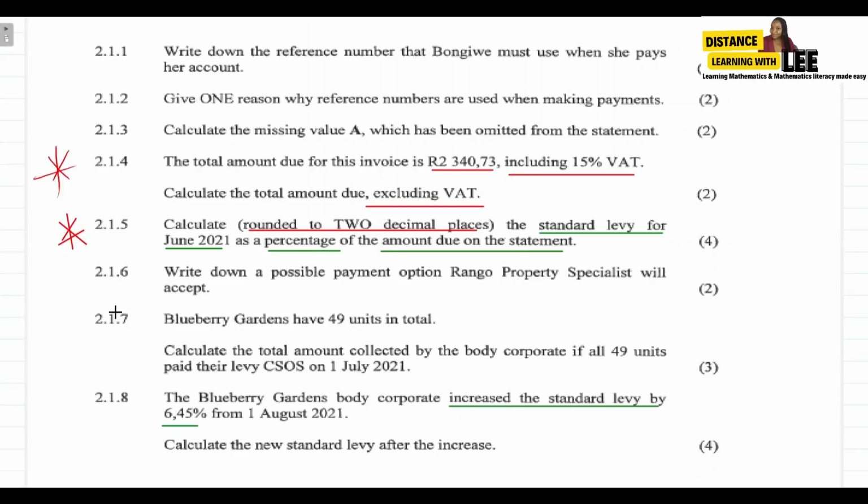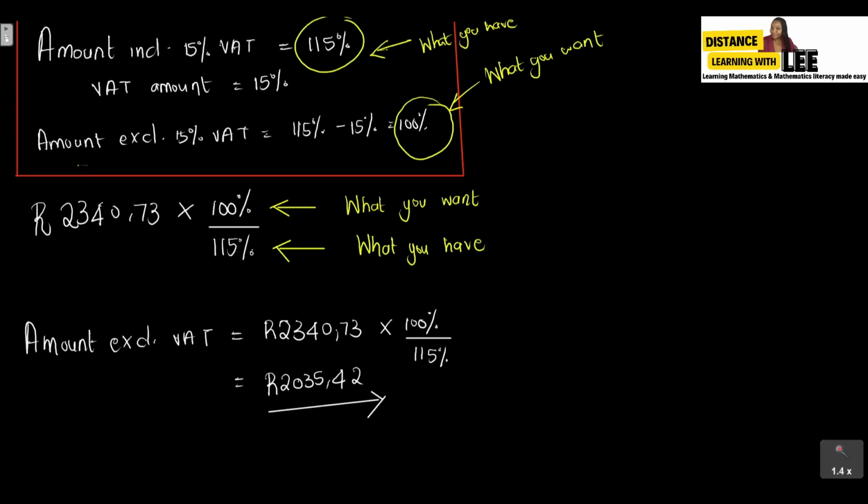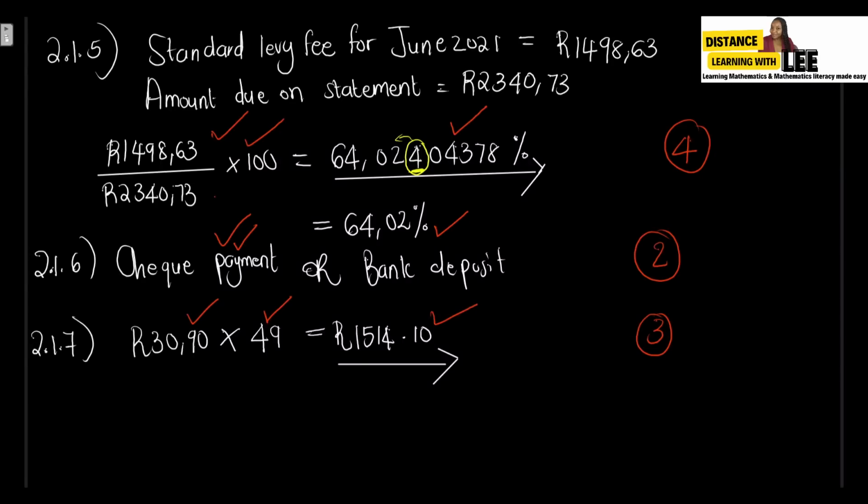If you want a percentage of something, they tell you what to put in your numerator. And what you're putting in your numerator is the standard levy for June 2021, right? And that is basically what we did. They also tell you what to put in your denominator, right? And what you put in the denominator is the amount due on the statement, right? And you multiply it by 100 because you want the percentage, and you got the answer.